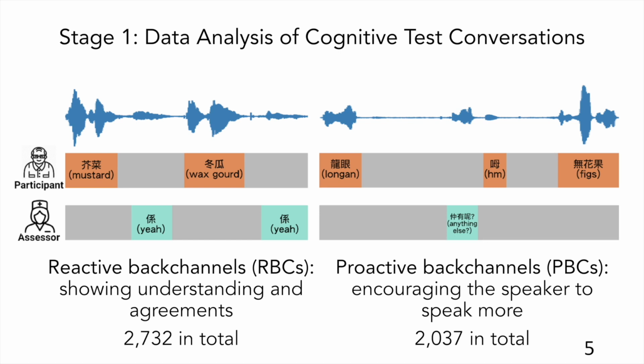In Stage 1, we analyzed 246 conversations of Montreal Cognitive Assessments, MoCA, between older adults and human assessors, and derived the categories and coding scheme of reactive backchannels, RBCs, like "yeah", which showed understanding and agreement to the speaker, and proactive backchannels, PBCs, like "anything else", which encourage the speaker to speak more. The iterated reliability of our coding scheme is tolerance kappa 0.803.